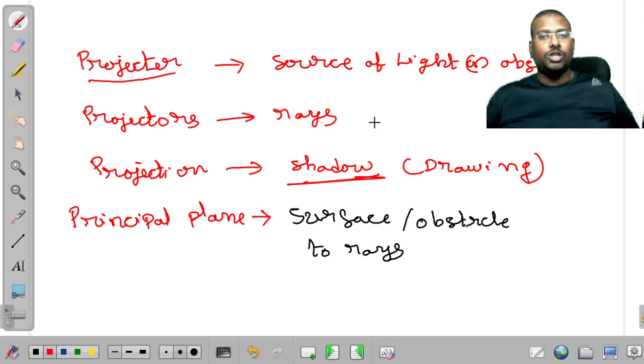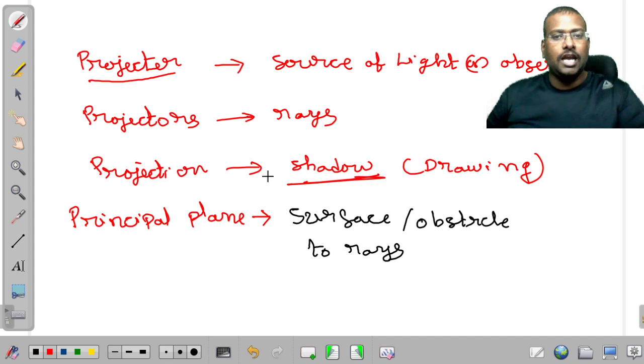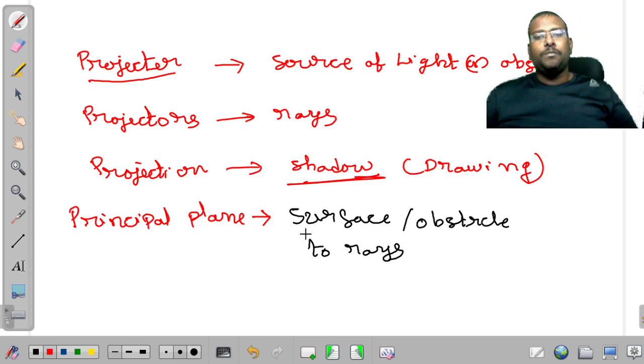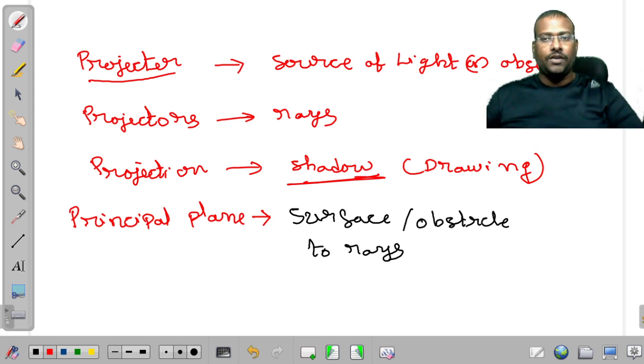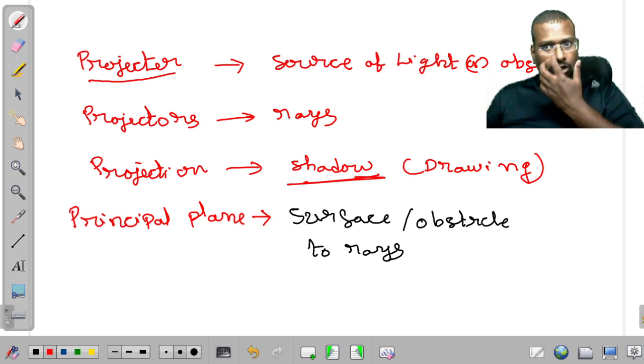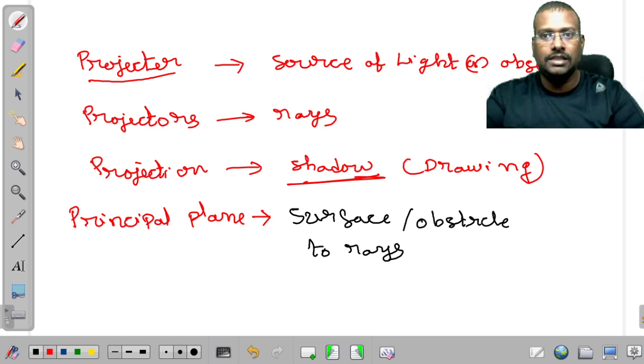Next one is projection. The shadow, whatever image you are drawing, that is considered as projection. It is the actual drawing that you are making. Next one is principal plane. Principal plane is nothing but a surface or a plane which is present in the path of the projectors, meaning rays, shadow rays. Whatever we place in the path of the shadow rays is considered as a principal plane. It is also called an obstruction to the rays.